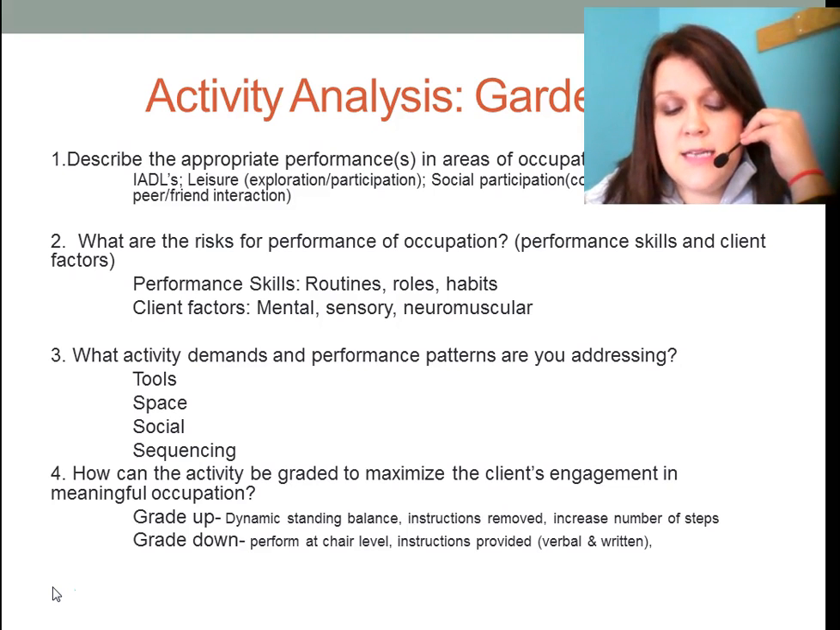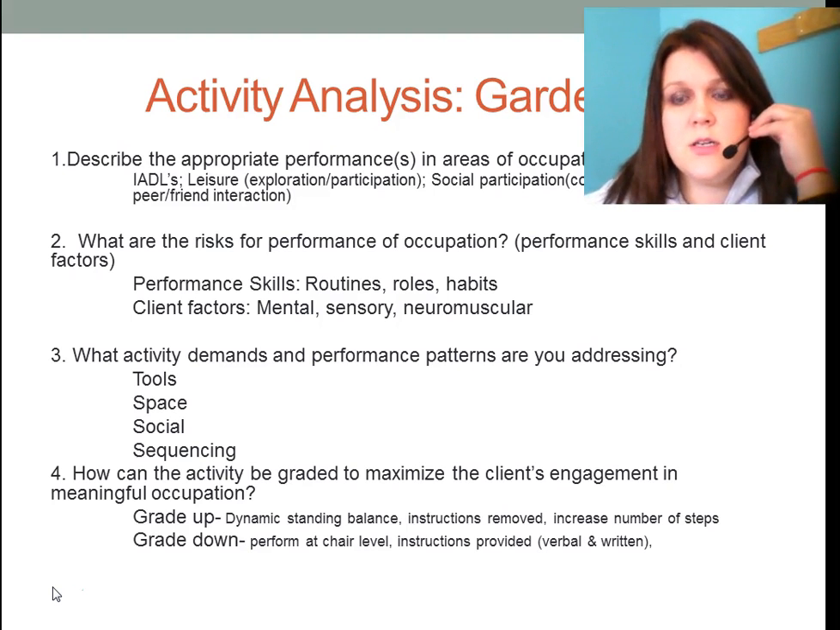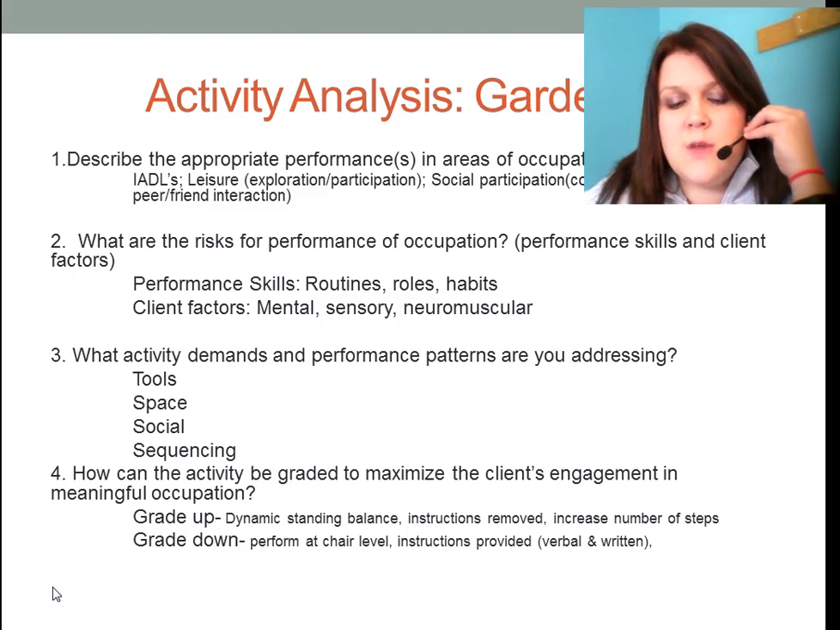So, for example, with this activity, you can address bilateral upper extremity range of motion, eye-hand coordination, fine motor coordination, object use, ability to scoop, pour, balance, and so on. Activity demands required for completion of gardening are tools, which would be seeds, flower pots, soil, utensils, gloves. Space demands, large space, tabletop, ground, depending if you're grading up or down. Social would be the ability to follow directions, converse with others. Sequencing, can they follow multiple steps needed to plant flowers and other directions.